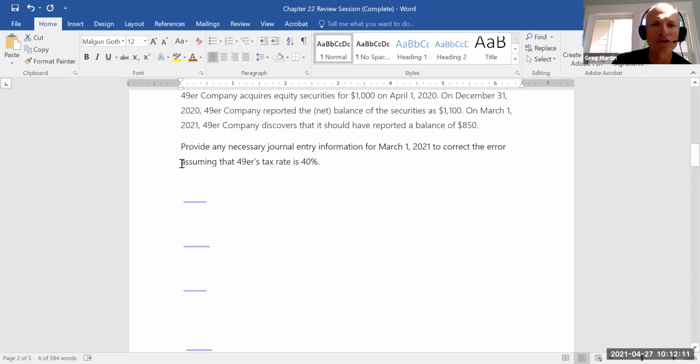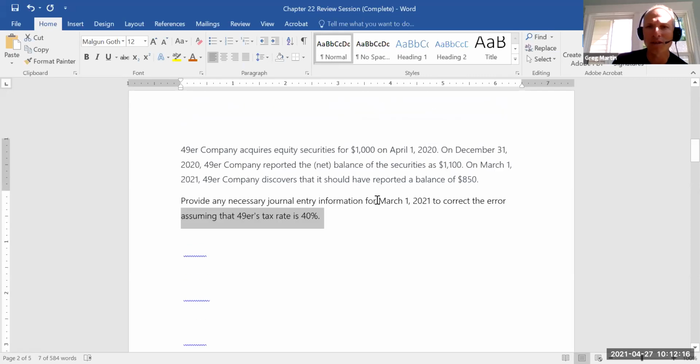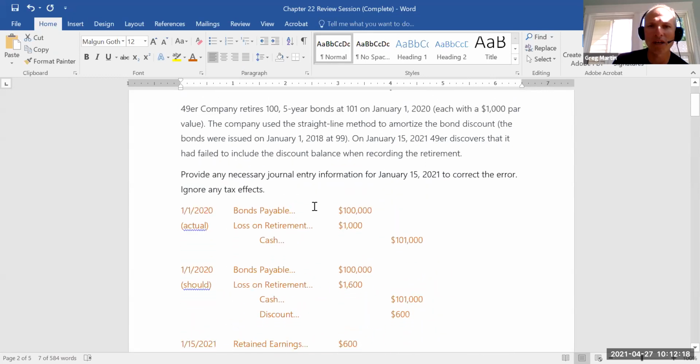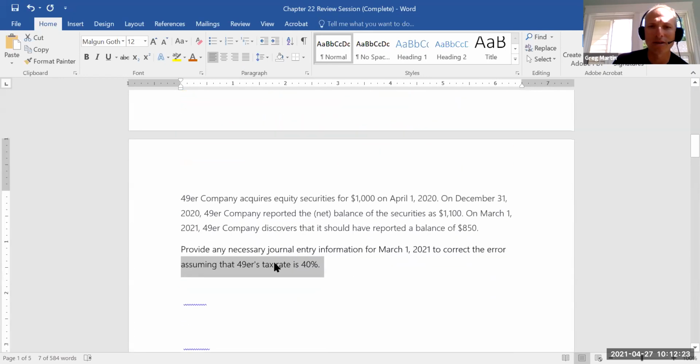Now, as soon as you see assuming that 49er's tax rate is 40%, let's compare that to what it said up above. Here it said ignore any tax effects. Here it says assuming there's a tax rate. So in other words, we cannot ignore the tax effects here. And so just understand, anytime there's an error in the way we record revenue or expenses, there is the potential that that error could create a tax effect. It doesn't always, but it could. In this particular case, it does. And I'm going to show you why as we work through the problem.